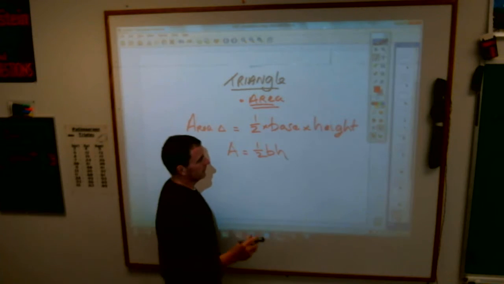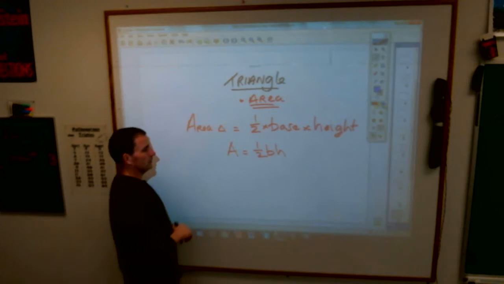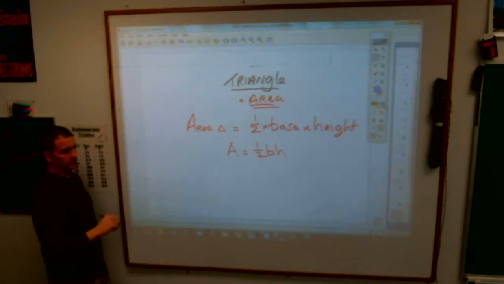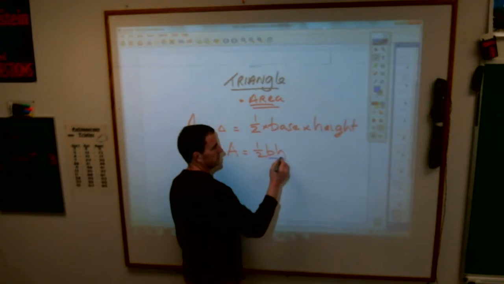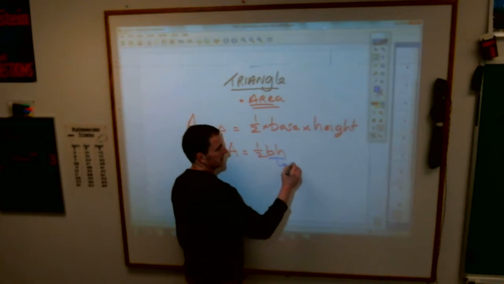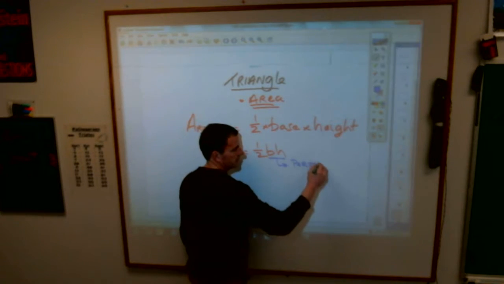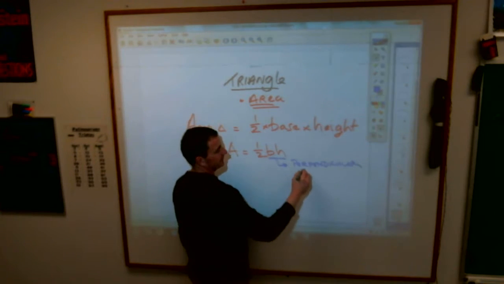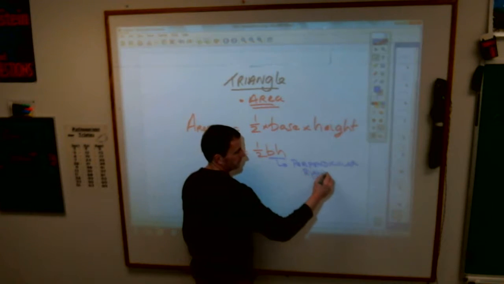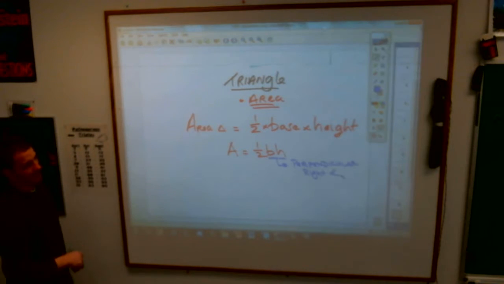Now, here is a very important thing. We may have talked about this with something else before, but there is a difference between base and height and length and width. Base and height, whenever you see B and H in math, they are two lines that have to be perpendicular, which means they have to form a right angle. If you do not see perpendicular lines with a triangle, you can't find its area.